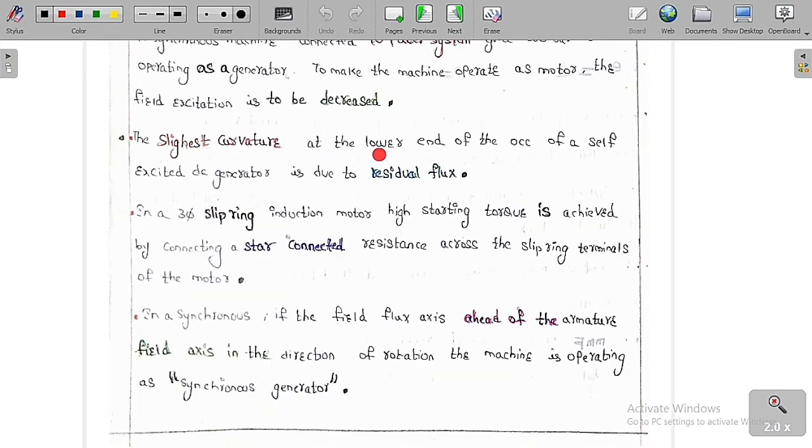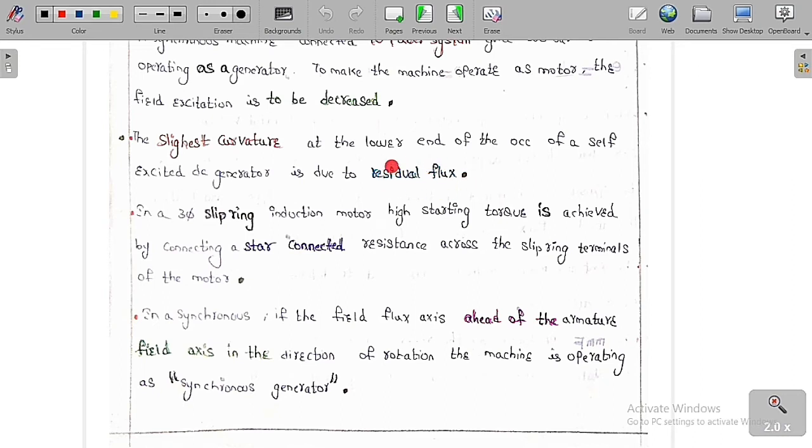The slight curvature at the lower end of the OCC of a self-excited DC generator is due to residual flux. Because of residual flux only, a small amount of EMF is produced even at no load current. So even if the field current is equal to zero, still an EMF is going to be produced because of the residual flux. It is a must. If it is not there, you cannot go for self-excitation.